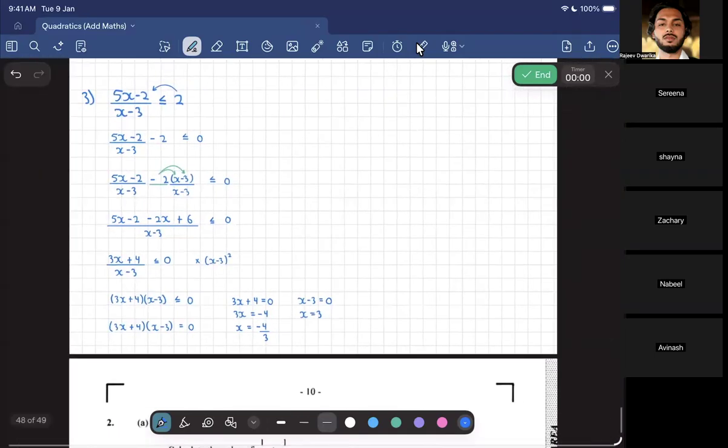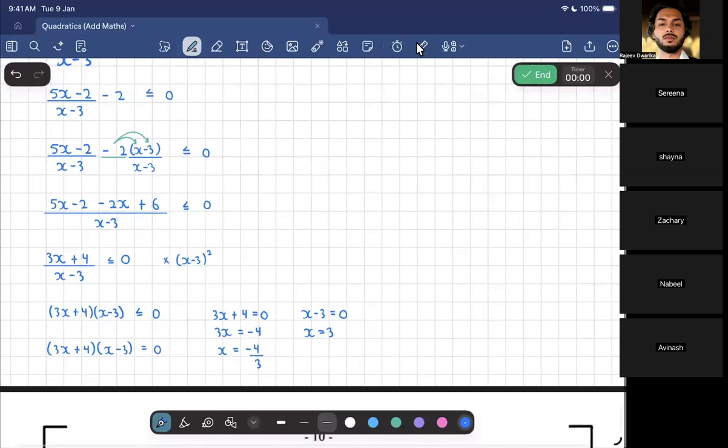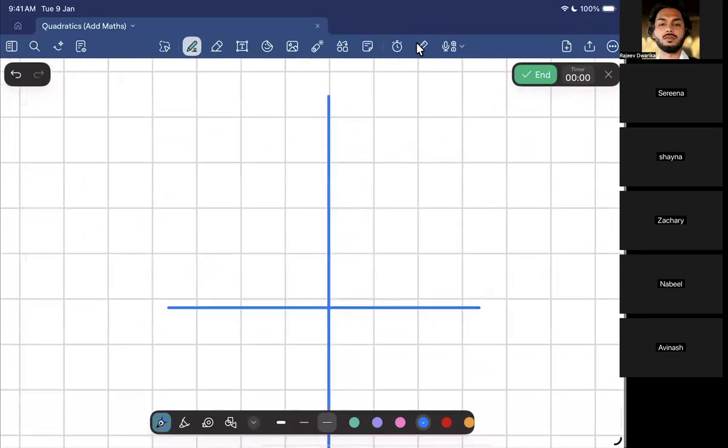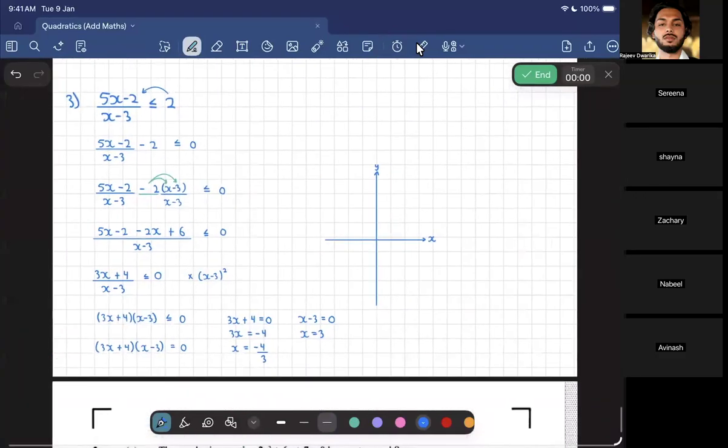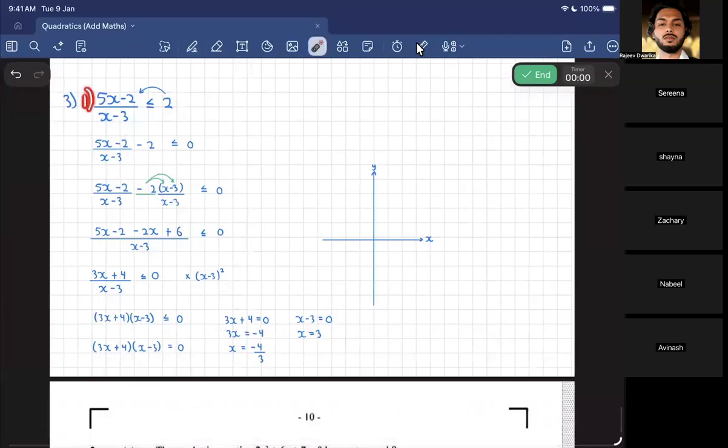Right. Now I need to draw my diagram. Sketch my graph. So everybody, give me a second. Let me just draw this. Y, X. Everybody in class, talk to me. Which line am I going to look at to sketch my graph? Which line am I going to use to sketch my graph?